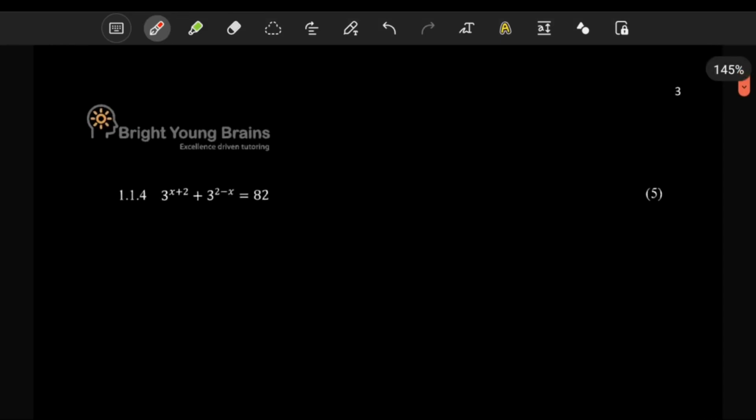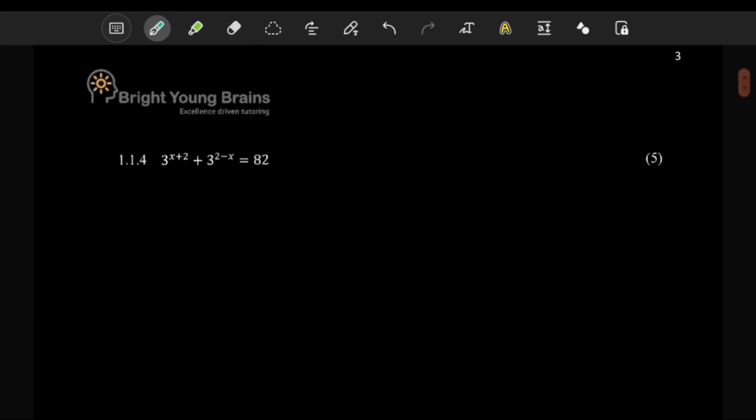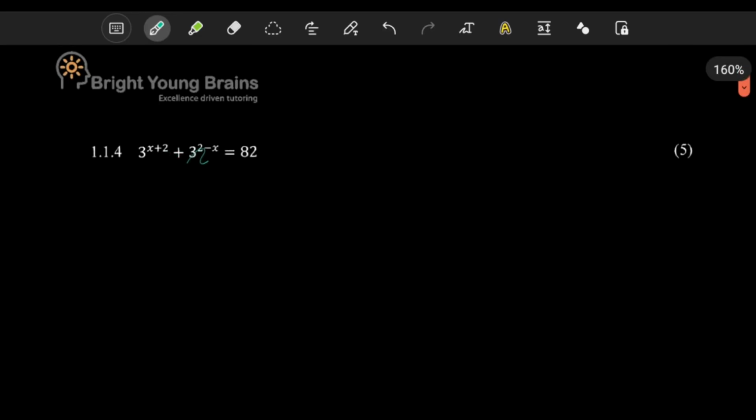1.1.4, we obviously have an interesting 5-mark question here. Just by looking at it, I'm already thinking of the K method, because the K method allows us to isolate something that looks crazy and then eventually simplify it. Here we can break it up into 3 to the power of x and 3 to the power of 2. The reason is that if your bases are the same, you can add the exponents, so that's why we ended up with this. This is just reversing that process.